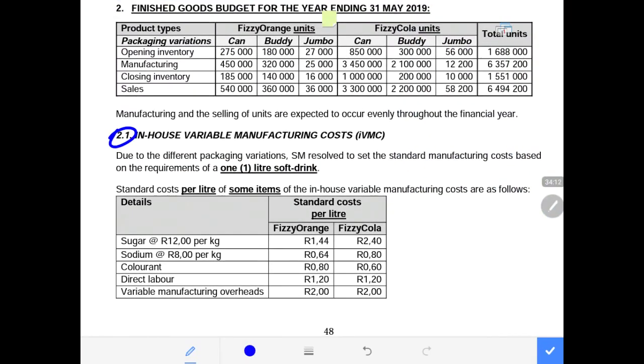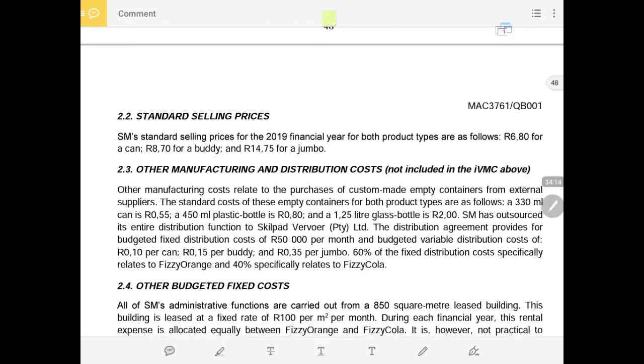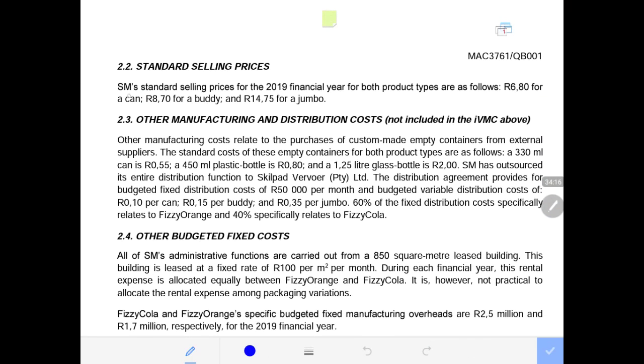Then now, still busy with the analysis under 2.2, the selling prices. The standard selling prices for the 2019 financial year for both the product types are as follows. It doesn't matter whether it's an orange or a cola. The price is the same. That means obviously the ingredients are almost the same cost. Then we have the 6 rand 80 cents selling price of a can. That means a can of a fizzy orange is 6 rand 80 and a can of the fizzy cola is 6 rand 80.